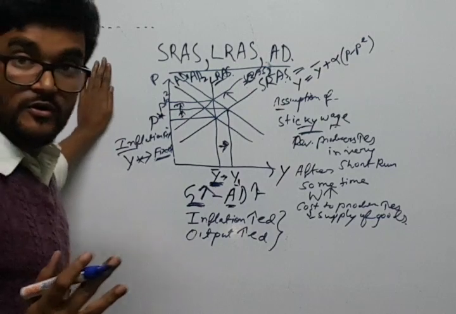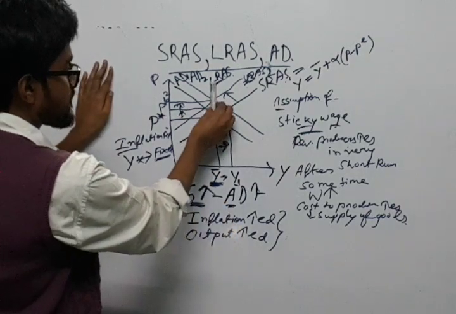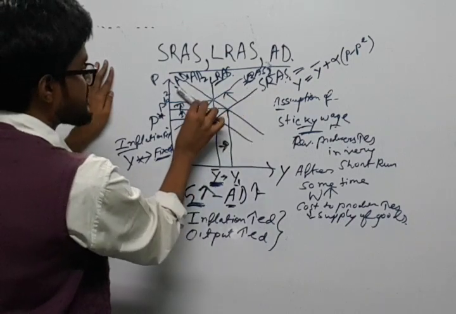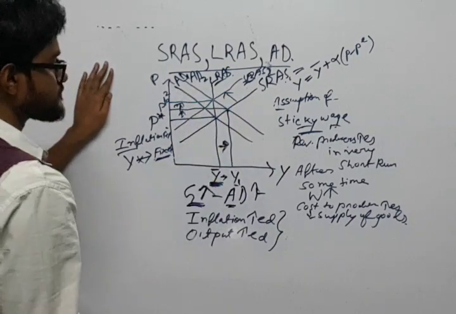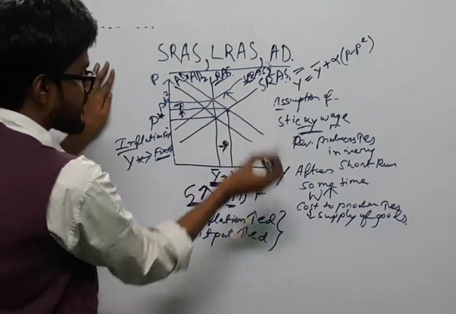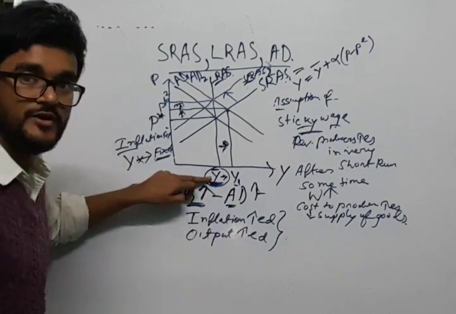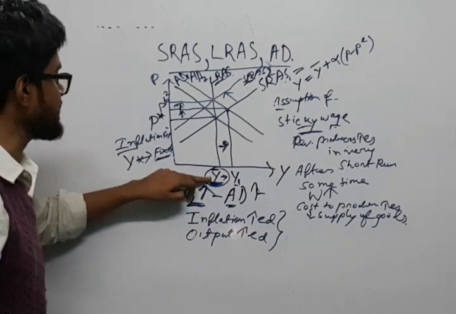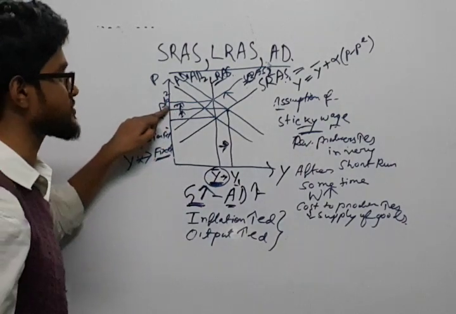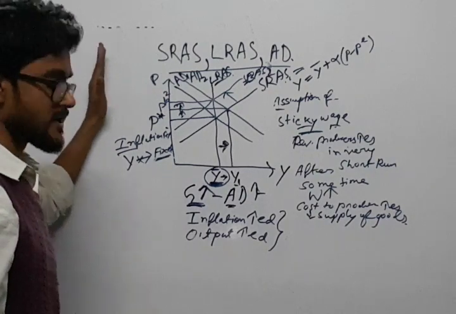So in this video we talked about the long-run aggregate supply curve, the short-run aggregate supply curve, the aggregate demand curve, and how a change in aggregate demand ultimately leads back to the natural rate of output, and leads to an increase in price, that is, inflation. So we are done with this today.